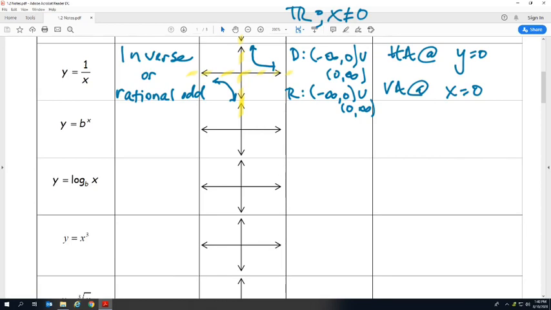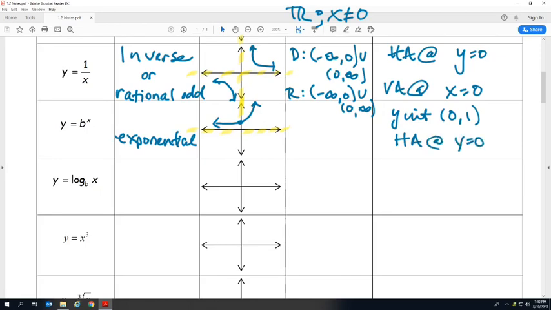All right, next we have the exponential function. This one also has an asymptote. It's, again, the x-axis, but it only has one asymptote this time. It looks like this when you graph it. It has a y-intercept right there, so it has a y-intercept at (0, 1). It has a horizontal asymptote at y equals 0. Its domain is all real numbers.